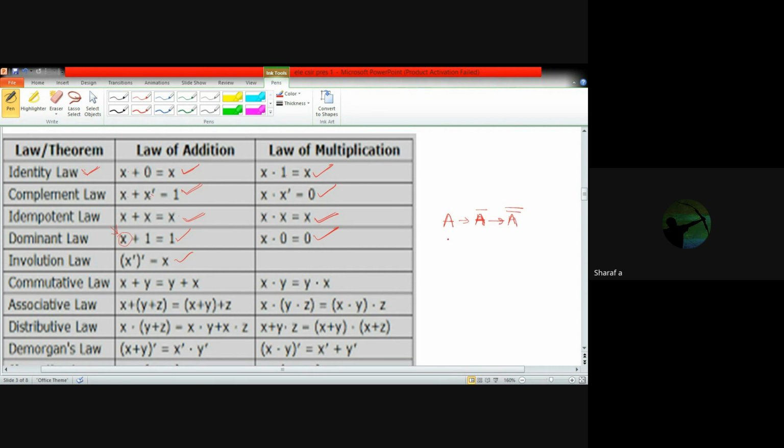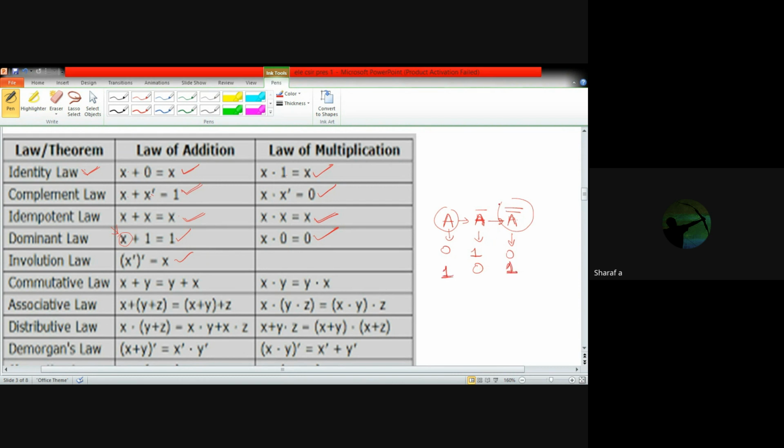First you take a bar. So if you consider a equal to 0, then a bar will be 1, the complement of that. Then you take the complement of that again, then you will get 0. So a will be equal to a double complement, whatever the value it is. If you take 1, then the complement will be 0, then the double complement will be again 1. So a double complement will be equal to a itself.